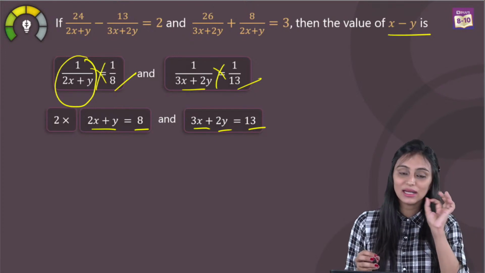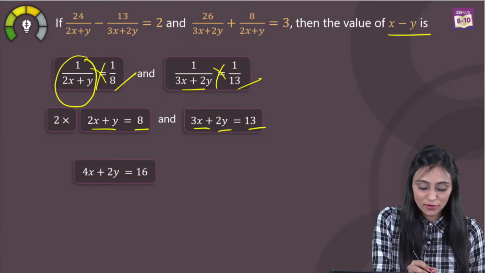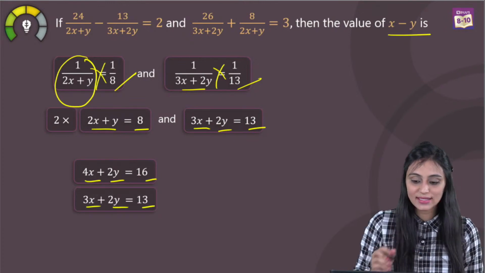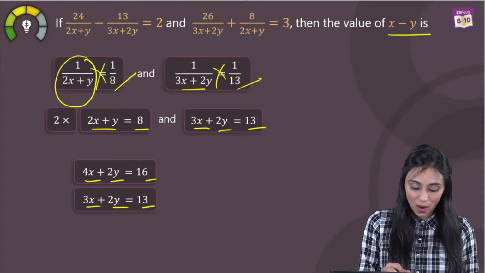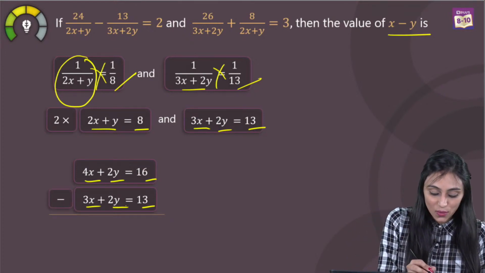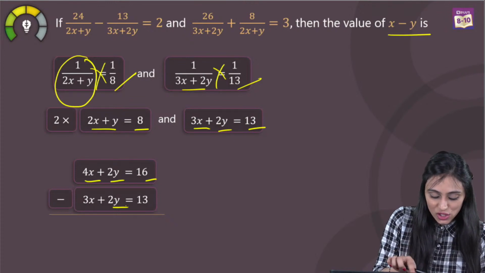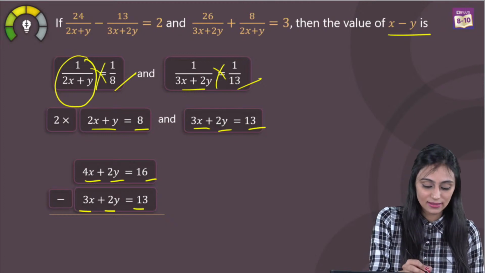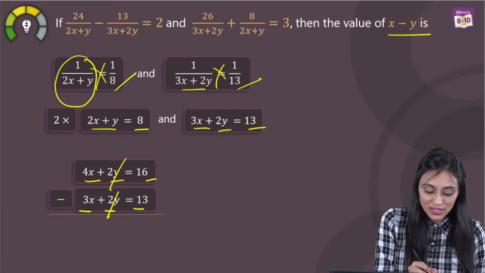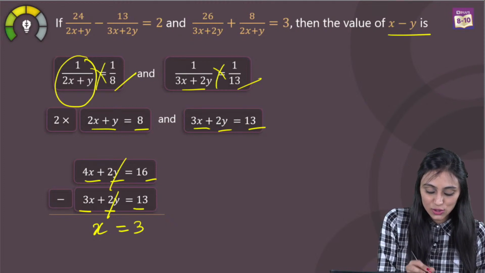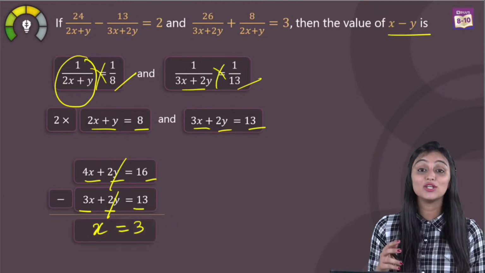Simplify, I'll simply multiply this by 2 and we get 4x plus 2y equals 16, and here we have 3x plus 2y equals 13. Now I'll subtract these equations because both of them are positive here. So once I subtract this, their signs will change. Here we will have a negative sign, this will be negative, this will be negative. This gets cancelled out. So 4x minus 3x is equal to x, 16 minus 13 is equal to 3, right? That's basically your value of x.